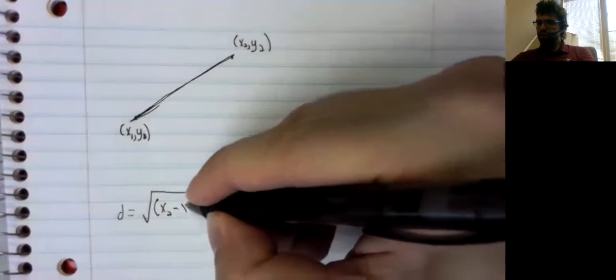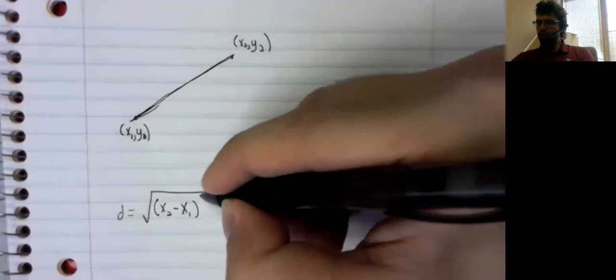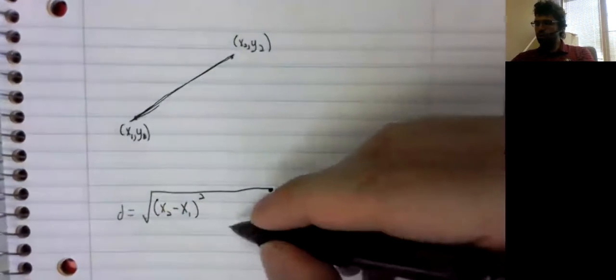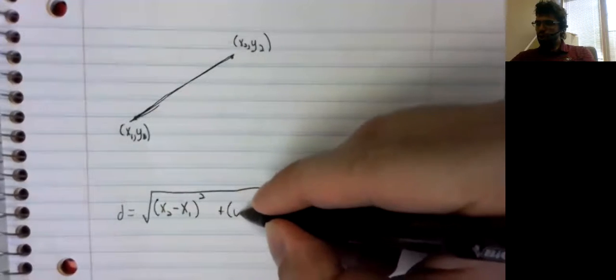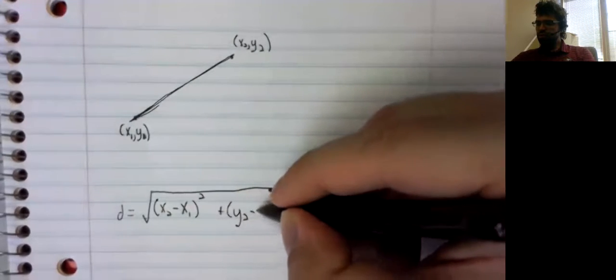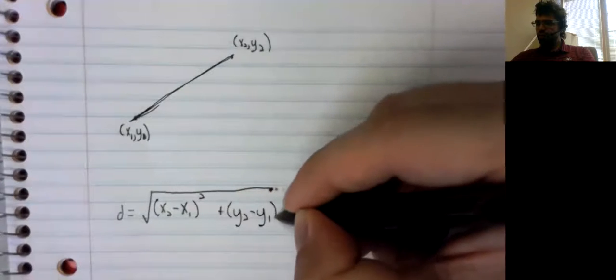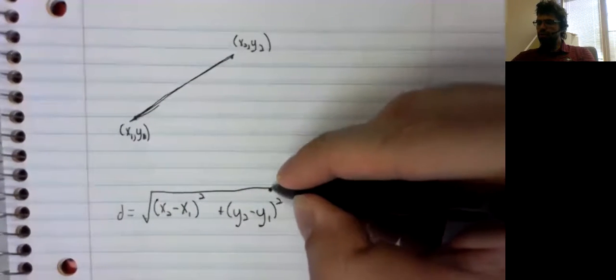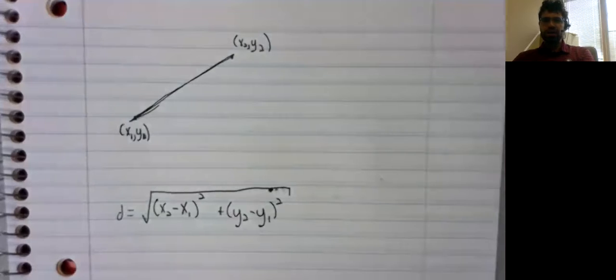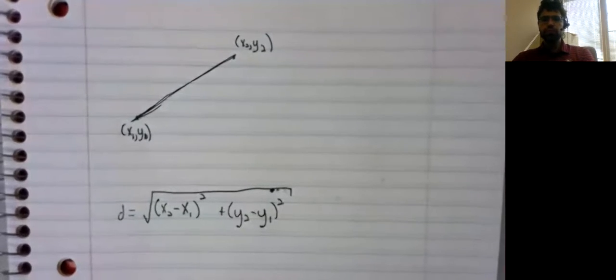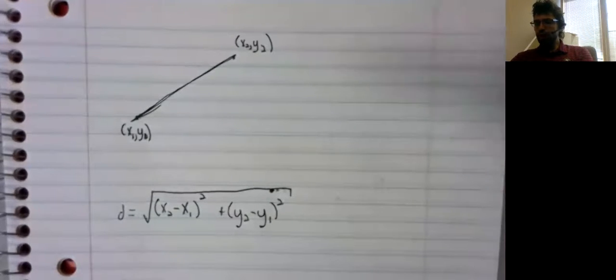It says that the distance is the square root of the difference of the x-coordinate squared plus the difference of the y-coordinate squared. All that's under a square root. And before we do an example, let's just quickly see where this comes from.